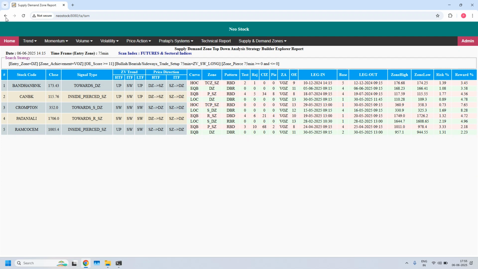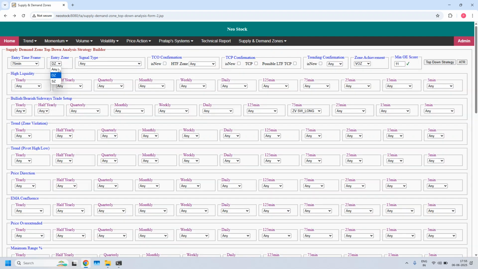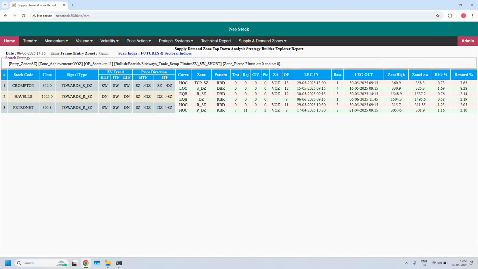Next, sideways short trade setup. The entry time frame zones are 75 minutes supply zone. Here, the sideways short. Let's filter. We got 3 stocks.